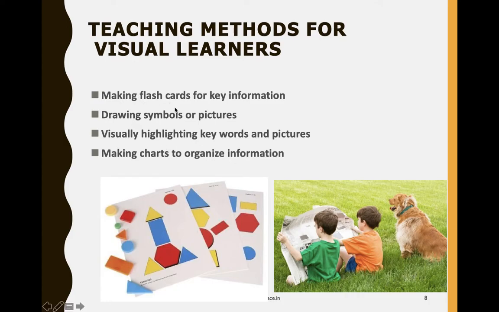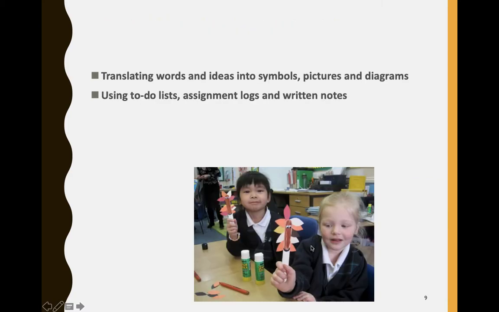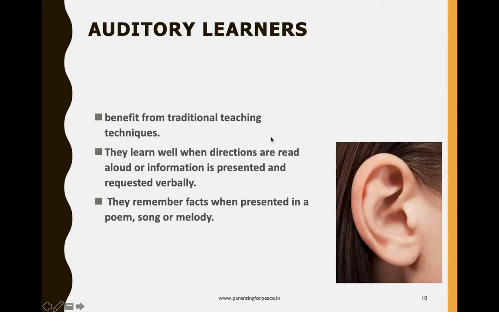They make flashcards for key information, draw symbols or pictures, visually highlight keywords and pictures, and make charts to organize information. So this is an example of learners with a visual learning style. They also translate words and ideas into symbols, pictures, and diagrams. They use to-do lists, assignment logs, and written notes.